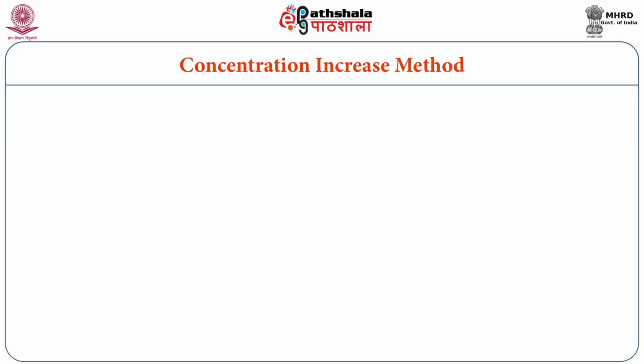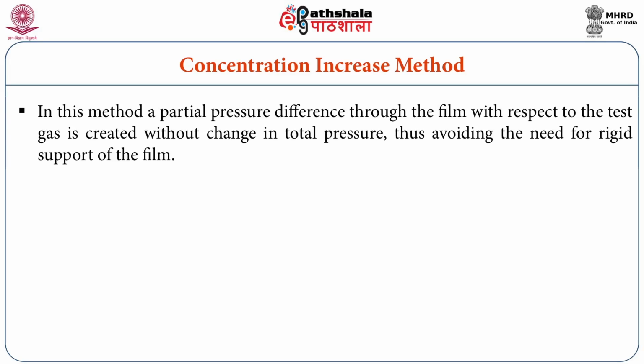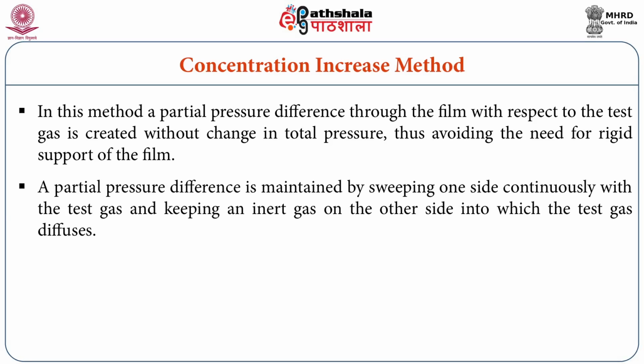Another method is the concentration increase method. In this method, a partial pressure difference through the film with respect to the test gas is created without change in total pressure, thus avoiding the need for rigid support of the film. A partial pressure difference is maintained by sweeping one side continuously with the test gas and keeping an inert gas on the other side into which the test gas diffuses.